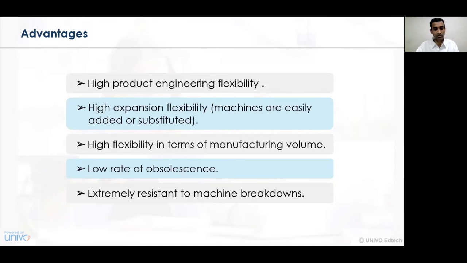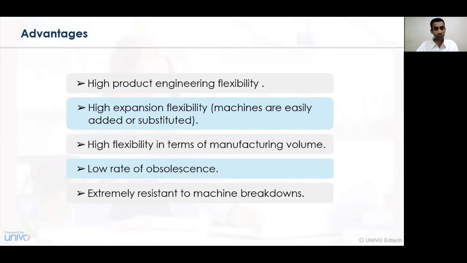High flexibility in terms of manufacturing volume. In terms of manufacturing volume, the job shop can be implemented in a very effective way, and the flexibility in the job shop can be identified at a greater concern. When the business needs to grow, the volume or quantity of goods and services to be manufactured needs to be increased. At that stage, the flexibility in the business organization can be increased, and those activities can be undertaken in a better way.